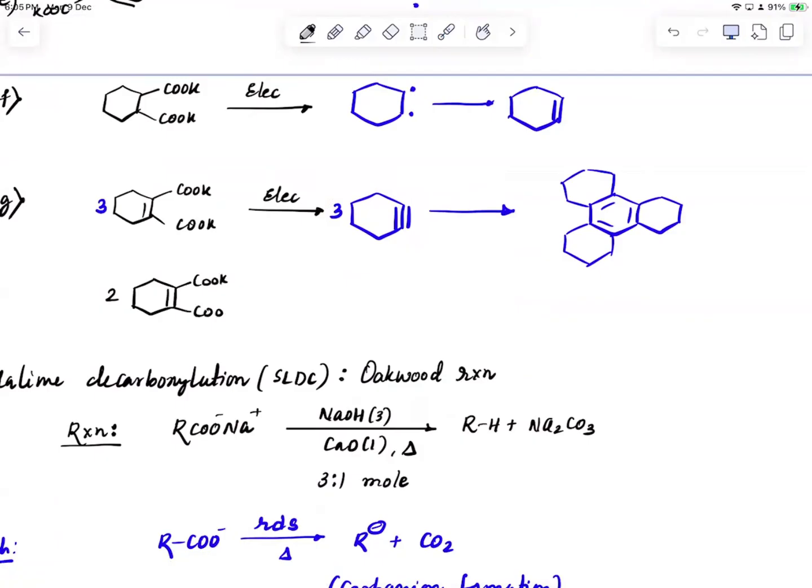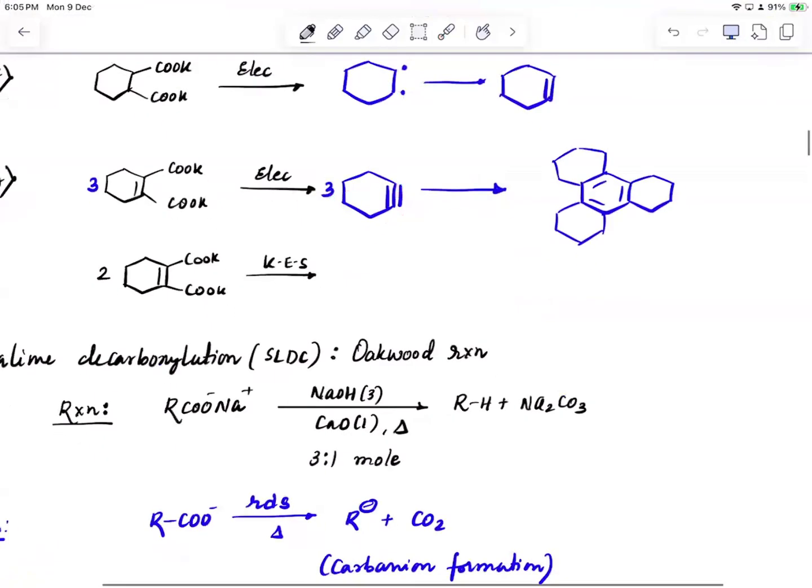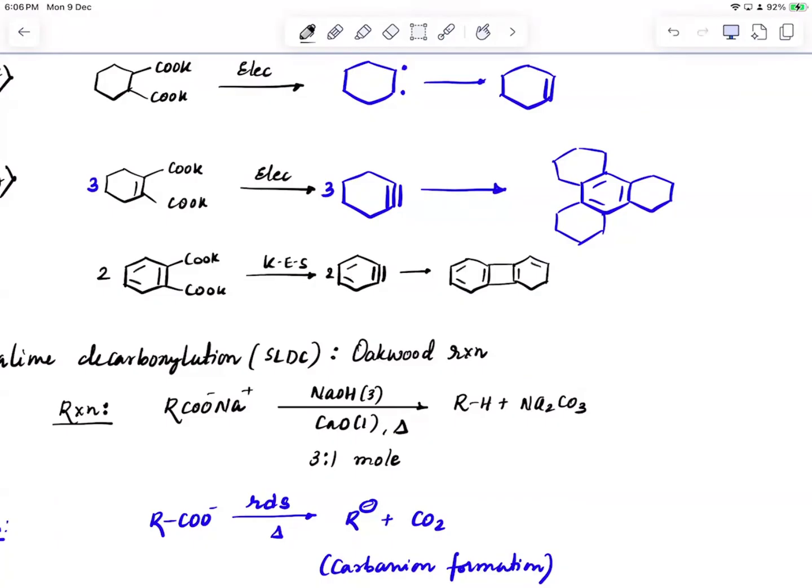COOK and COOK, Kolbe electrolysis synthesis. So in that case, I will get this one of 2 moles. 2 moles will immediately terminate into the form of this one. Like this. This is the form we have. Okay. So by chance, if it was benzene, imagine this is benzene here like this, correct? Then this is called biphenylene.